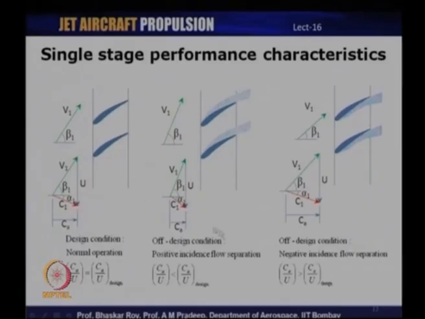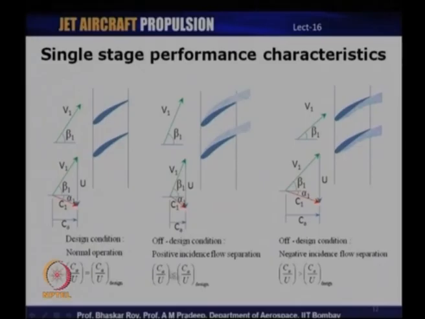Now, let us consider the first off design condition, that is, if C A by u is less than C A by u design, and if we assume that this is only by reducing the axial velocity or changing the mass flow alone, keeping the blade speed same. That means, if we fix u and just change the mass flow, it means that for a lower mass flow, how the stage is going to perform.